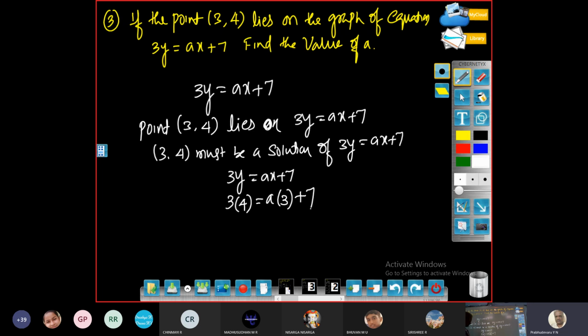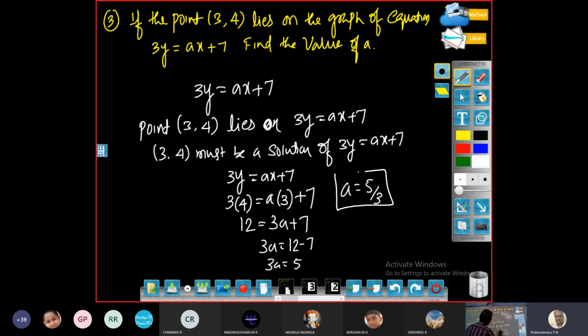Simplify this. 12 = 3a + 7. 3a = 12 minus 7. 3a = 5, so a = 5/3. This is the value of a. Is it clear? Very simple question.